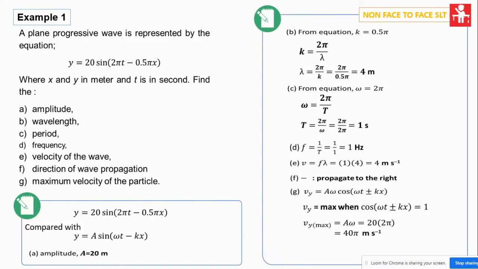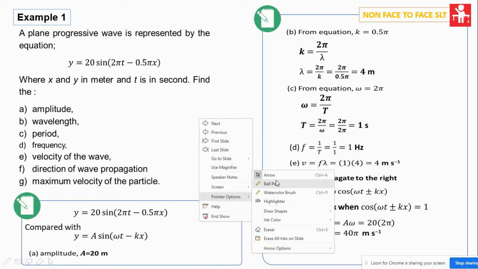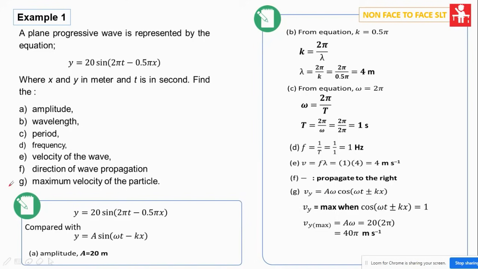Welcome back. So let's continue with example 1 before we proceed with the next subtopic. So this question is a plane progressive wave represented by the equation given, where x and y are in meters and t in seconds. So find the first one, amplitude, next wavelength, period, frequency, velocity of the wave, direction of the wave propagation, maximum velocity of the particle.